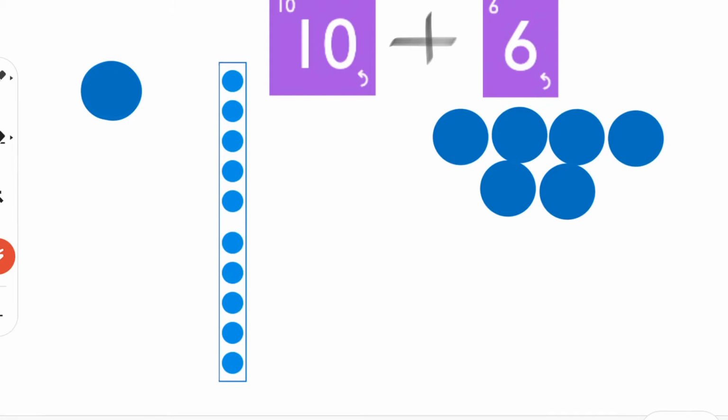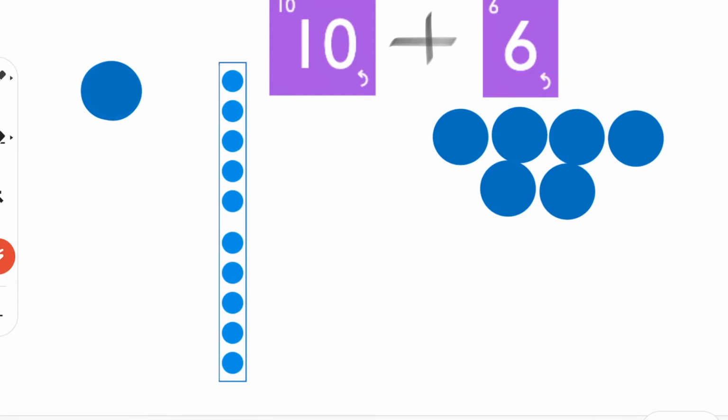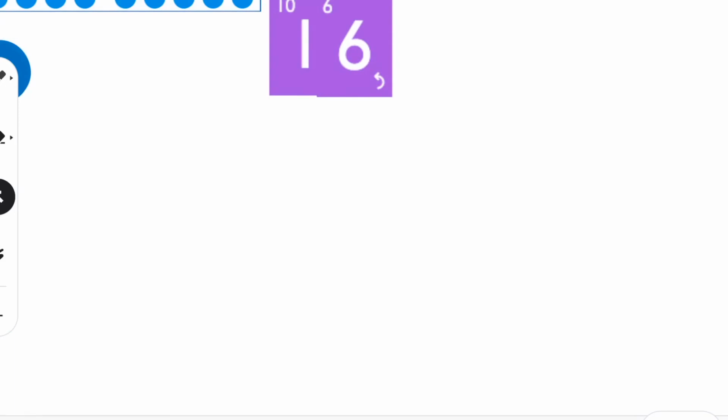So we know that how many groups of 10 are there? Just 1. So we know that there's 1 10, and how many ones are there? Let's count them. 1, 2, 3, 4, 5, 6. Or I could look right here. So there's 1 10 and 6 ones. And if we put those numbers together, that makes the number 16. Wonderful. Let's try representing this number in a different way.